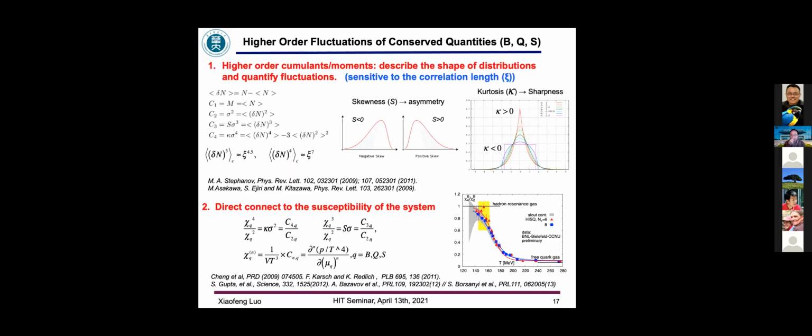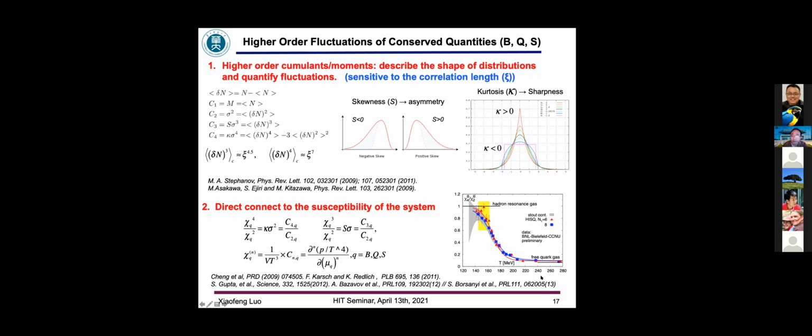So for high order fluctuations of conserved quantities, this was proposed because it can describe the shape of the distribution, especially the tails. The high order fluctuations are very sensitive to the correlation length of the system, and that's why they are believed to have high sensitivity. If we take the cumulant ratios, the volume parameters can be cancelled out, so we can build up the connection between the experimental measurement and the theoretical calculation, for example, the fourth order and the third order.